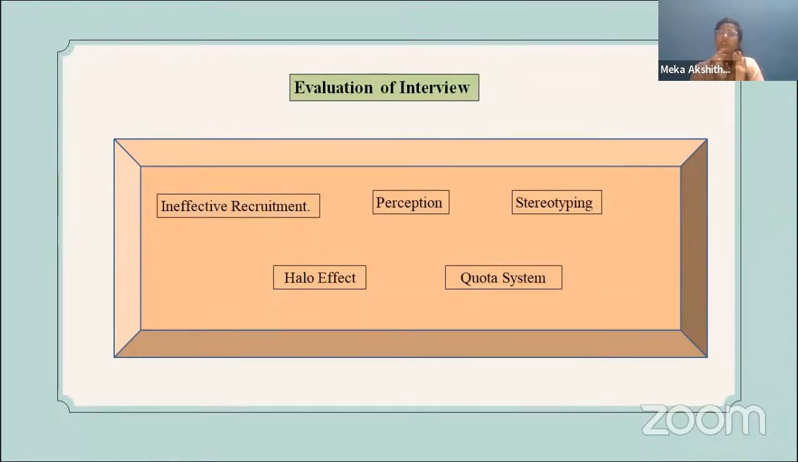But now with the interview, the methods, the process is clear, right? Yes, ma'am. Very clear. Okay. So now we will be moving to the other topic.